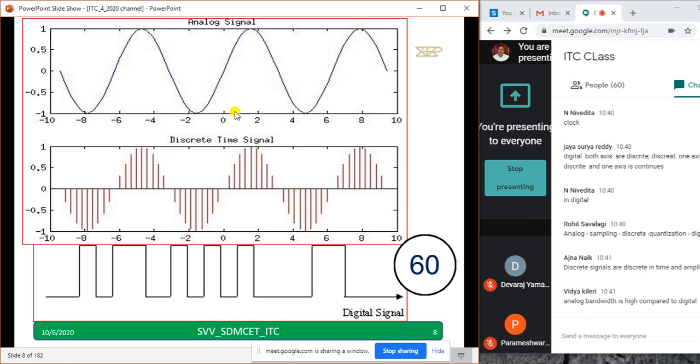Just compare and remember this. Even though you do not remember all of ITC, what I am teaching, no problem. At least you are supposed to remember this much. Analog, somebody told sine wave, cos wave, yes, it's correct. Discrete you have studied in your signals and systems. It is like this, different values are there, say 0.1, 0.2, 0.3. But when I say digital, only 0 and 1, nothing else, only 2 levels. This is digital. This is discrete. This is continuous. One should remember these 3.